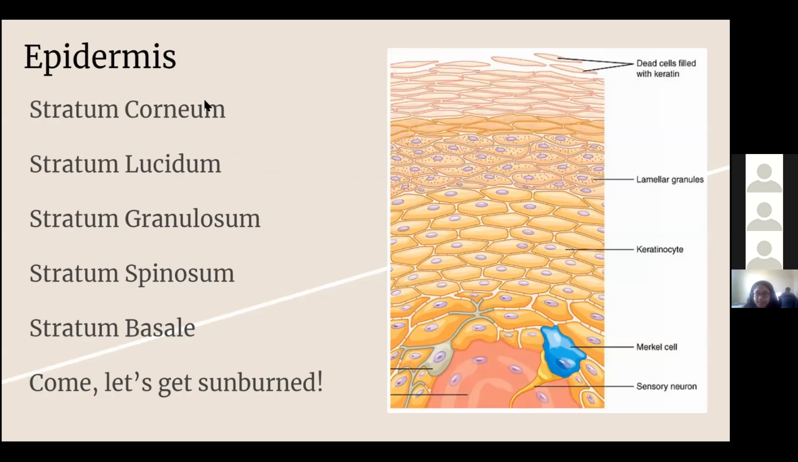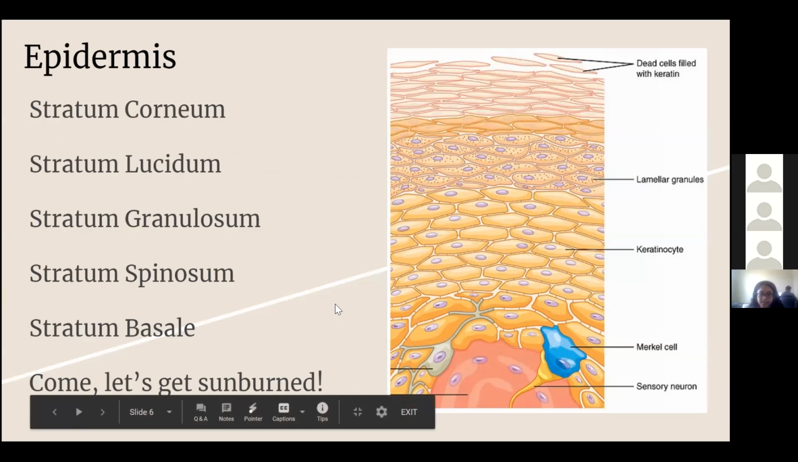Okay, now we're going to talk about the epidermis. There are 5 different layers. There's the stratum corneum, the stratum lucidum. The lucidum is very clear looking, so I find it kind of interesting. There's the stratum granulosum, over here. The stratum spinosum, the big layer over here, and the stratum basale over here. A way that I remember it, or actually I don't remember it this way, but I saw it in a video, it says, "Come, let's get sunburned," and that's the mnemonic for these layers.